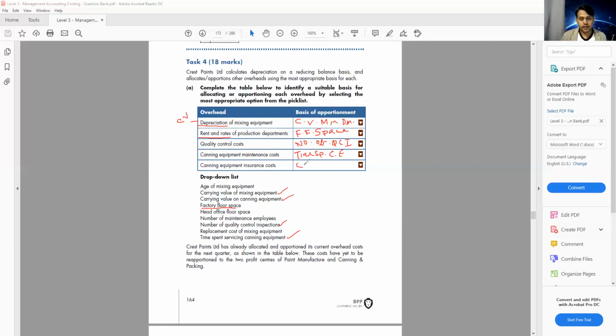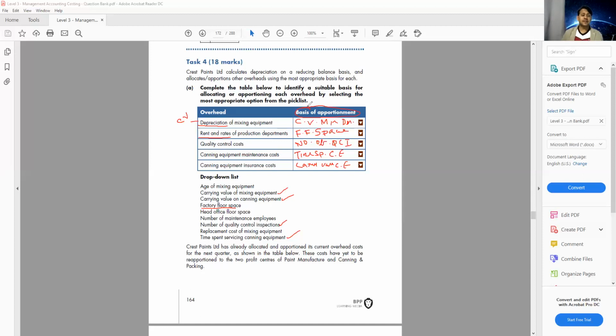Carrying value of canning equipment. This is the most appropriate basis. This word is most appropriate. Why is it the most appropriate? Because this is not something very certain.